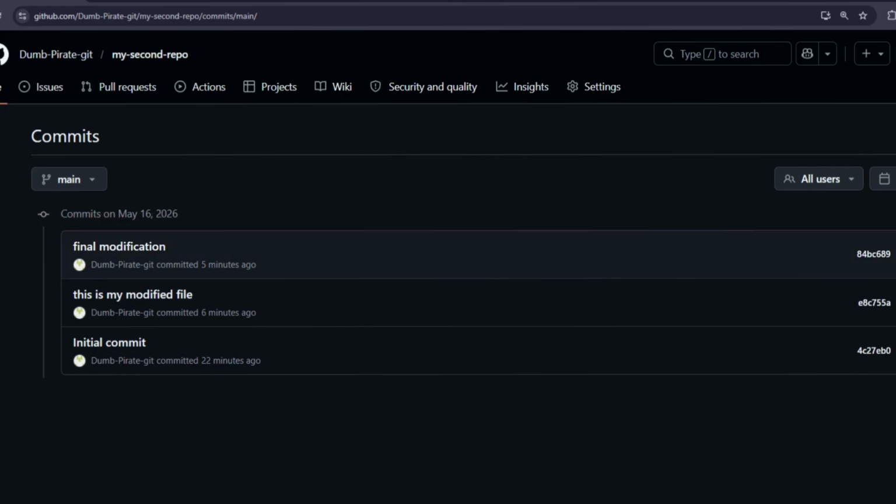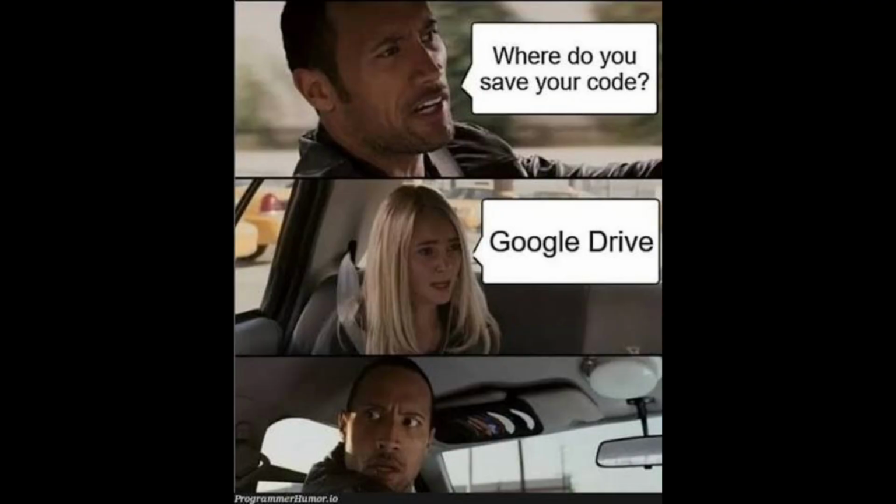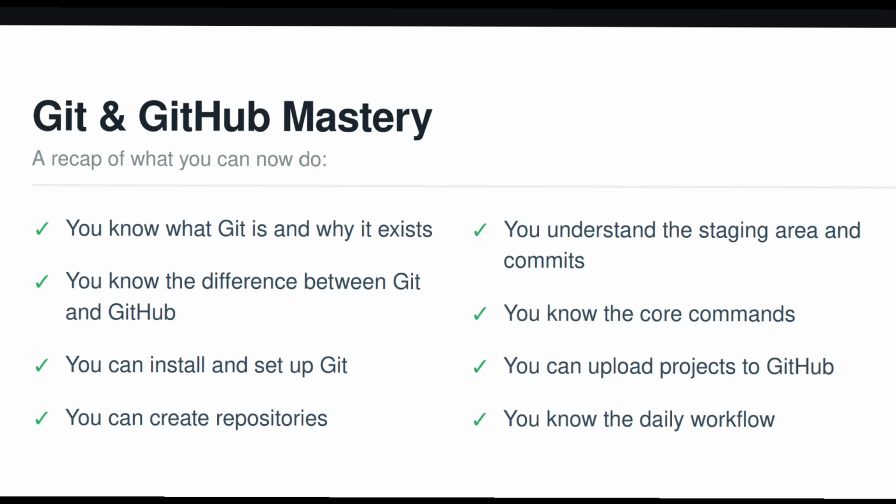So finally you have learned the very basics of Git. And that is Git and GitHub from zero to actually understanding it. Let me just recap what you can do now. You know what Git is and why it exists. You know the difference between Git and GitHub. You can install and set up Git. You can create repos. You understand the staging area and commits. You know the core commands. You can upload projects to GitHub. You know the daily workflow.